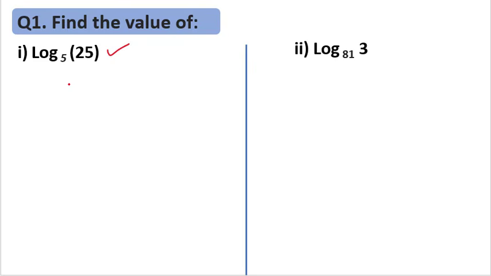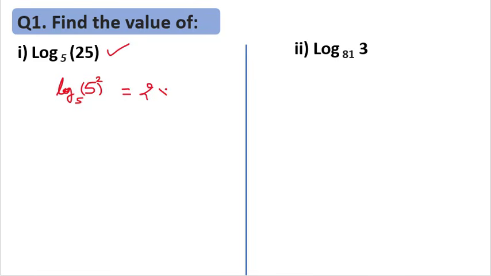We know that we can write 25 as 5 square. Do we know this? Yes, we all know. So now this becomes log 5 square to the base 5, right? In our product rule, when we were learning the properties, we learnt this 2 will come out.